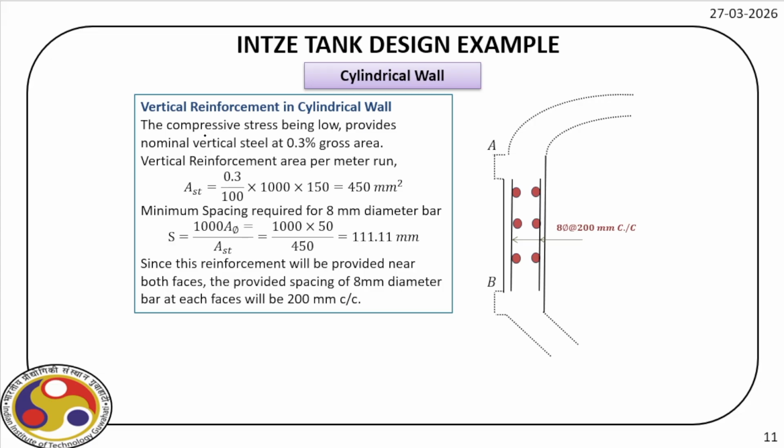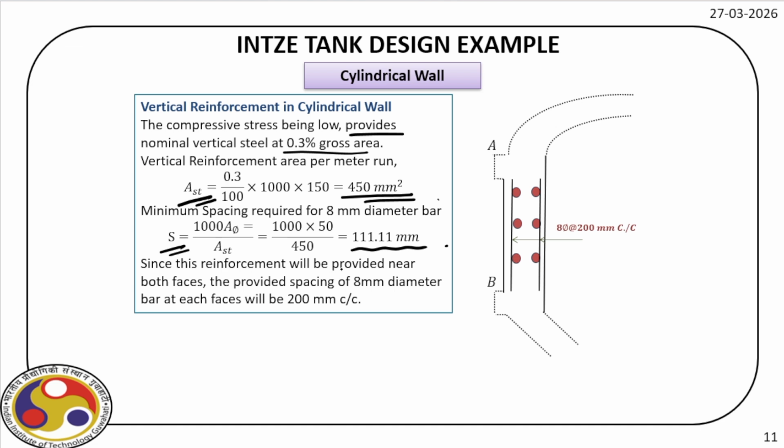Now this compressive stress is low, and hence we provide the minimum of 0.3% of the gross area as the reinforcement. So AST is 450 millimeter square, and from this value of AST we can find out the spacing, which is 111.11 millimeter.